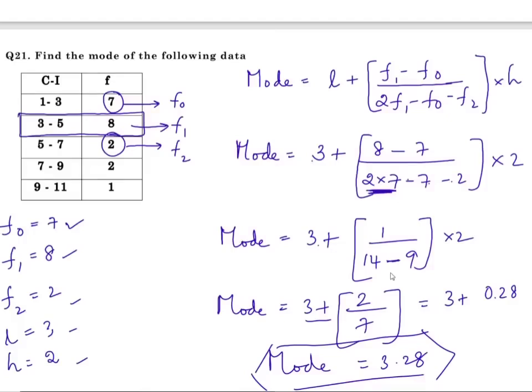Don't try to solve a particular question and leave the other questions. At least try to write the formula. At least try to solve at least one step of the problem.